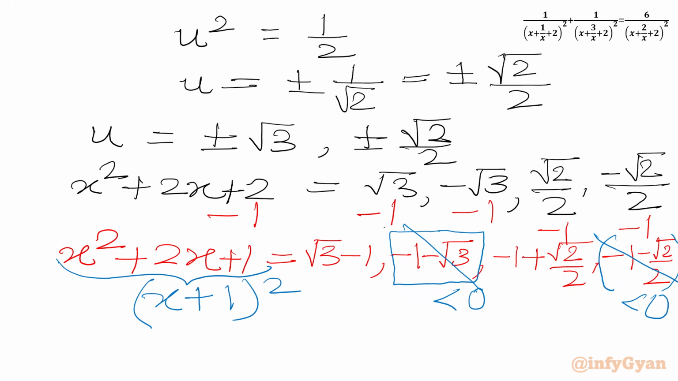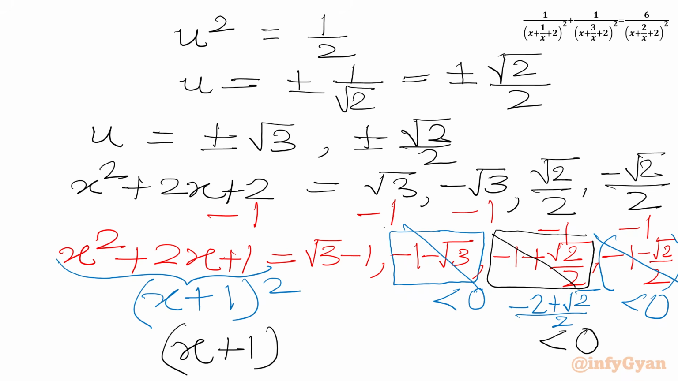Now minus 1 plus root 2 over 2 can be written as minus 2 plus root 2 over 2. Square root 2 is 1.414. Minus 2 plus 1.414 will be a negative quantity. So this is also negative. We are going to reject this solution also. All three of these solutions are negative. So we are going to accept x plus 1 whole square equal to root 3 minus 1.